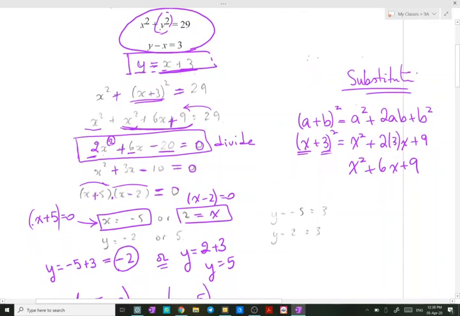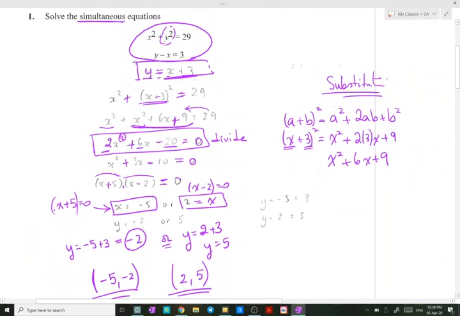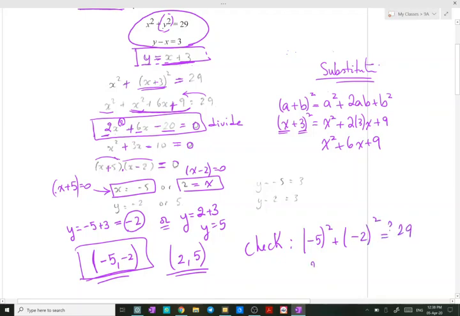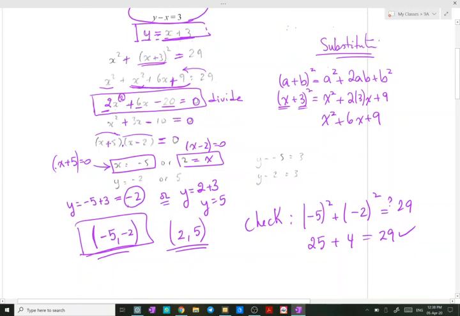So let us check what we found. Checking, let us take the first one. We replace x as minus 5 and y as minus 2: minus 5 squared plus minus 2 squared, is it equal to 29? So 25 plus 4 is equal to 29. So it satisfies. Let us check if it satisfies the second equation.